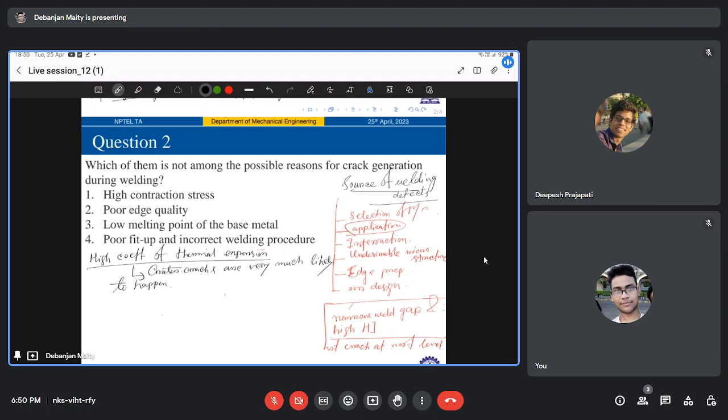Now, coming to the question, which of them is not among the possible reasons for crack generation? Can you give me the correct option? So you have high contraction. This is true. This results in cracks, and is a reason for crack generation. Poor edge quality is also true, as I was mentioning. This one is not really a reason for crack generation during welding, right? So here option three is correct.